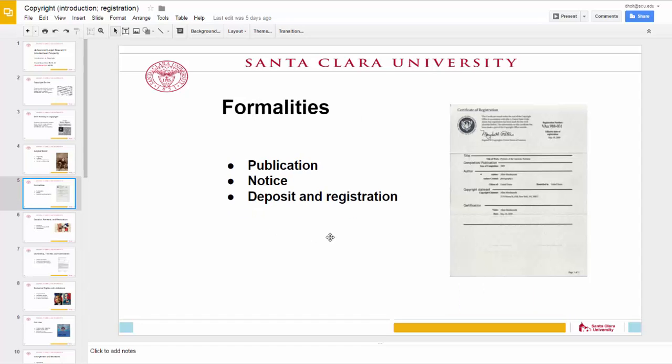Other formalities, depending on the date of the work, may include publication, that it's fixed and been published, notice, that there is a copyright notice included with the work, and deposit with the Library of Congress, and registration with the U.S. Copyright Office, which is within the Library of Congress.